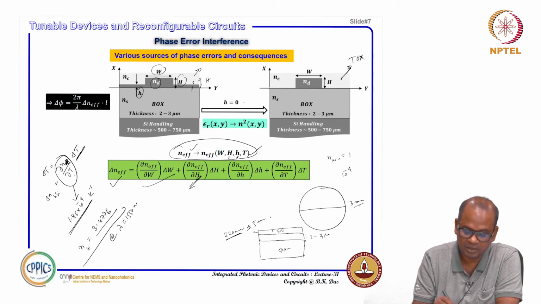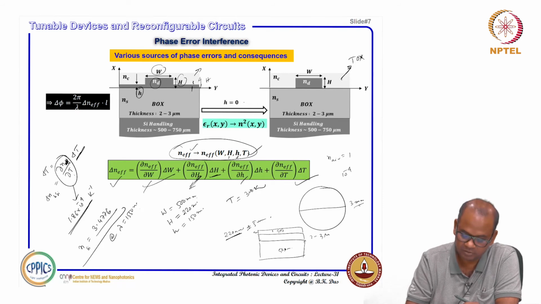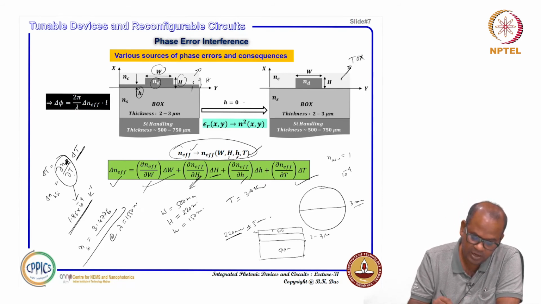So, del N effective by del H, if some variation is there, then we can find that. And similarly for small h, the slab height, and temperature. So, these 4 parameters we need to know. Suppose I design a waveguide with W equal to 500 nanometer, a device layer thickness equal to 220 nanometer, a slab height of, for example, 150 nanometer, and an operating temperature of around 300 Kelvin, room temperature, 27 degree centigrade. Somehow, if your width varies by plus minus something, coming from your process-related error, and temperature may fluctuate by maybe 1 degree during operation or something like that.